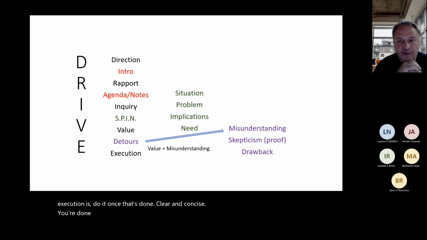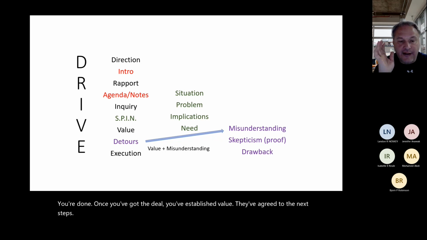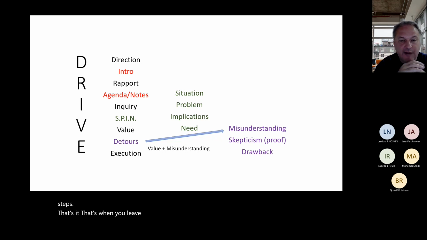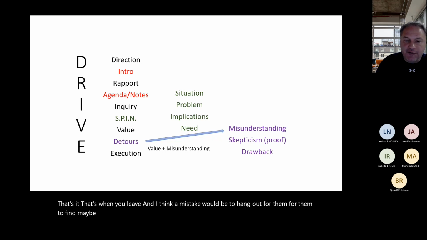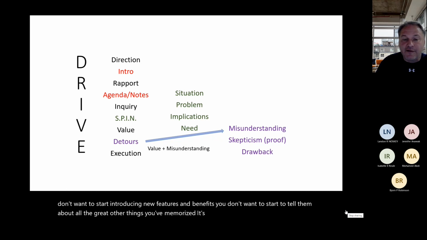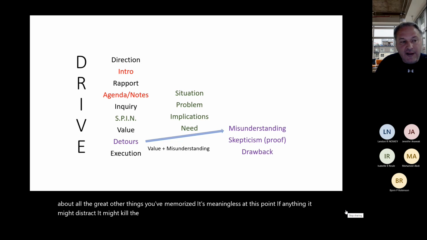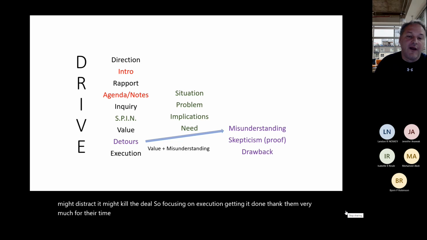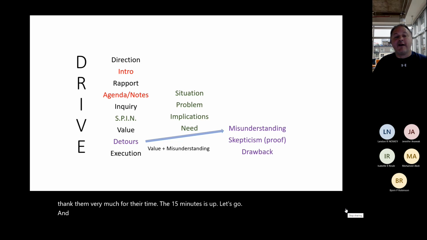Once you've got the deal, you've established value, and they've agreed to the next steps, that's it. That's when you leave. I think a mistake would be to hang out for them to find maybe another problem, or for you to introduce an unexpected problem. Again, you don't want to start introducing new features and benefits, or tell them about all the great other things you've memorized. It's meaningless at this point. If anything, it might distract, it might kill the deal. So focus on execution, getting it done. Thank them very much for their time. The 15 minutes is up. Let's go. And that's kind of the overview of Drive.